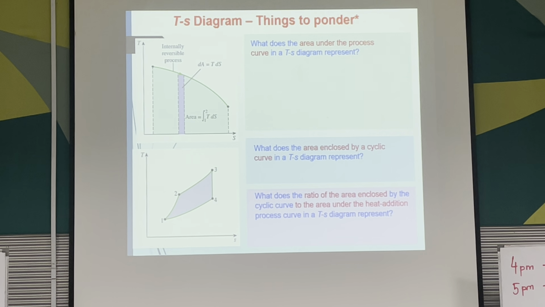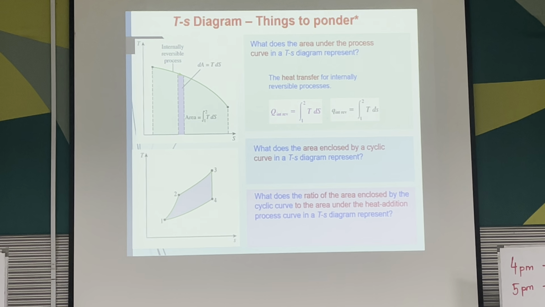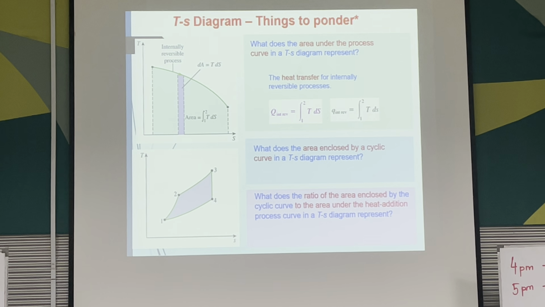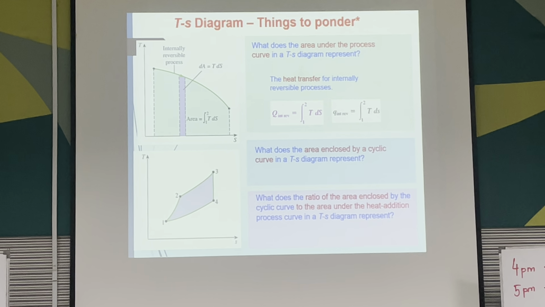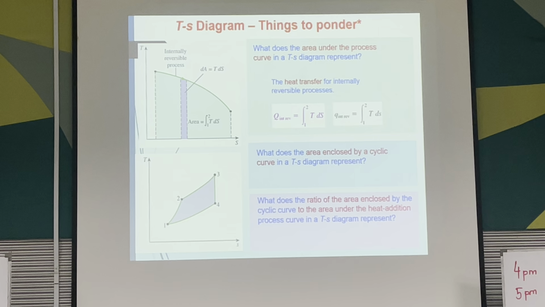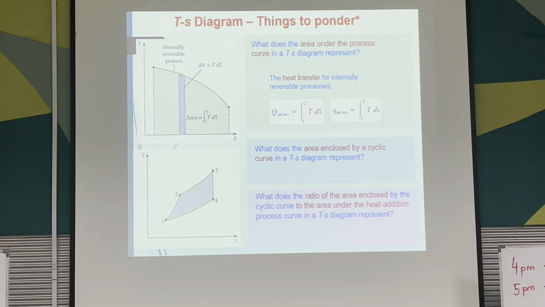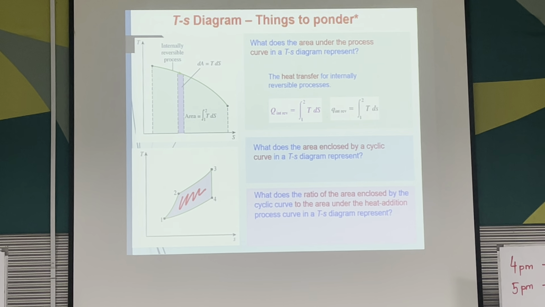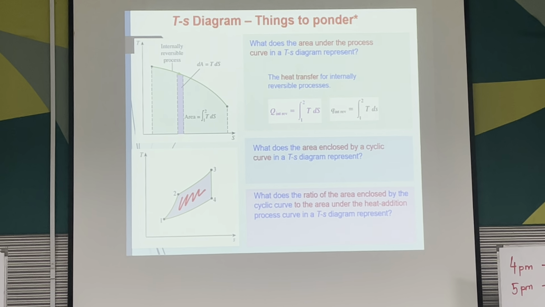First one, we just talked about it, right? Area under the process curve in the TS diagram is heat transfer. Then what does the second one represent? Area enclosed by a cyclic curve. In short, it's like this area. What does this represent?